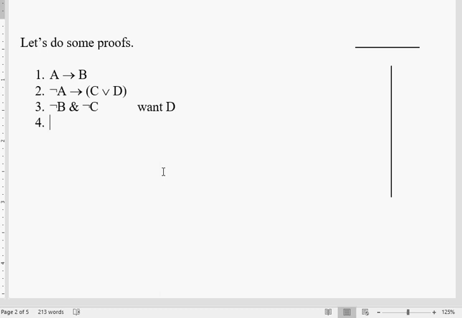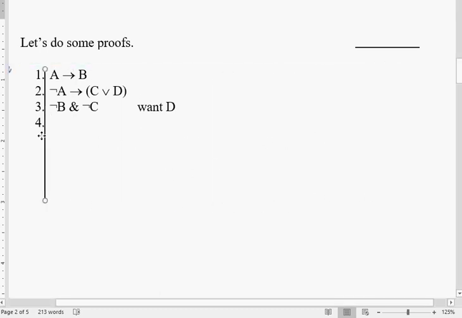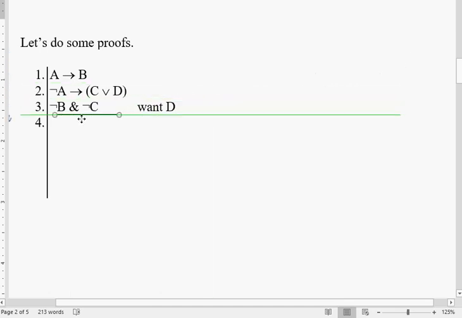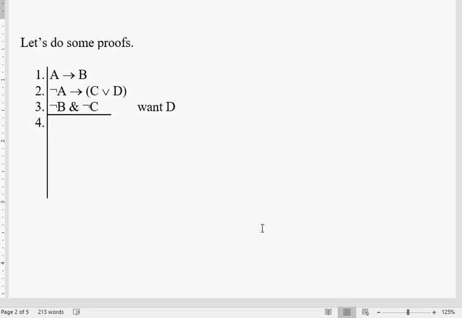Okay. What we're going to do here is put in a little vertical line and a horizontal line under the last premise. That indicates that those premises are assumptions. Okay. So when I do proofs, I like to look for three big rules: conditional elimination, modus tollens, and disjunction elimination. Okay, I can't yet do any of those, but I do see a conjunction here on line 3.